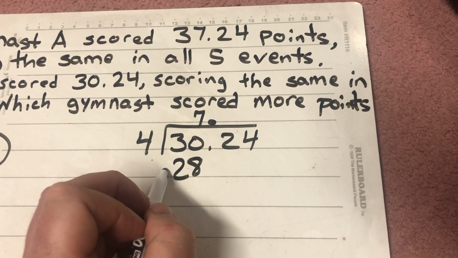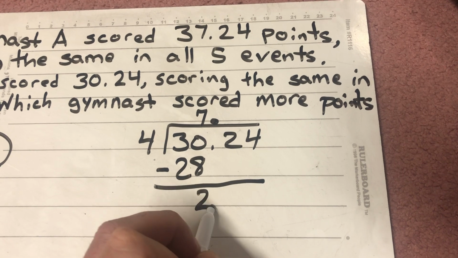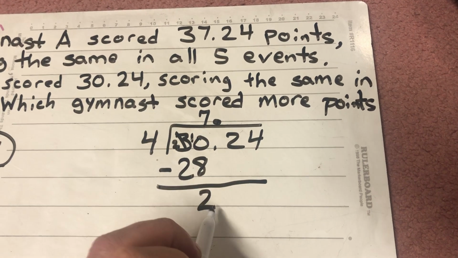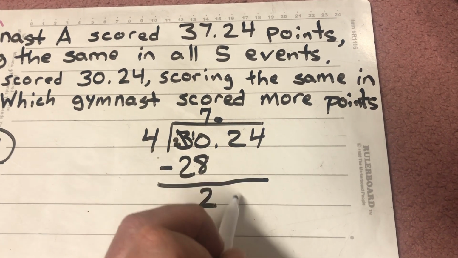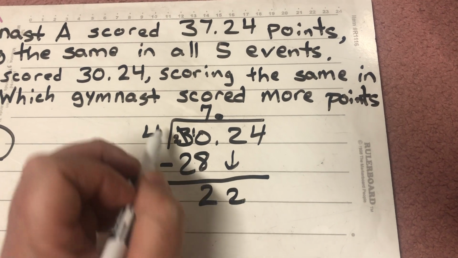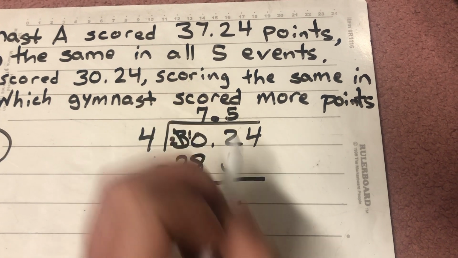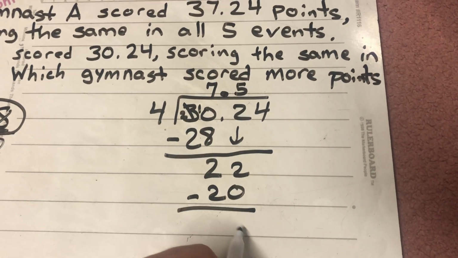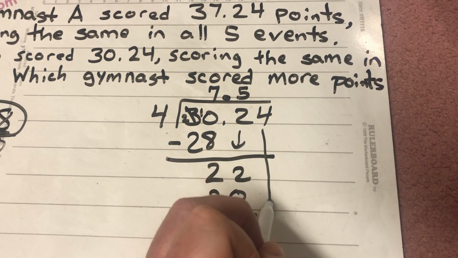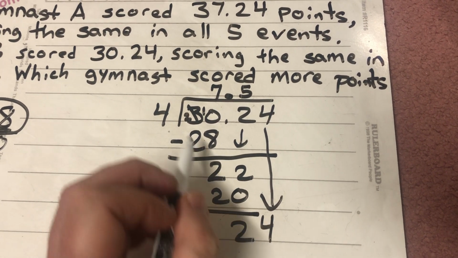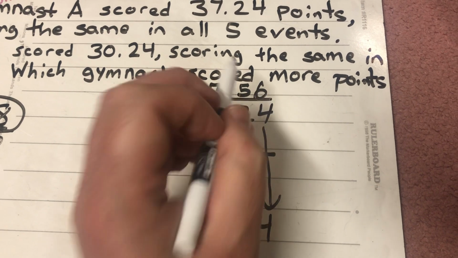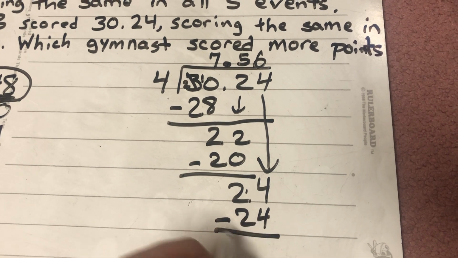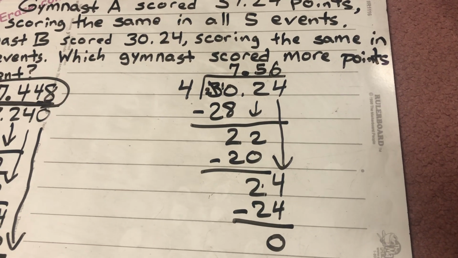7 times 4 is 28. Okay. 30 minus 28, I believe, is 2. I'd borrow from the 3, make it a 2, make the 0 a 10. 10 minus 8 is 2. 2 minus 2 is nothing. Bring the 2 down. 4 can go into 22. 5 times 4 is 20. 22 minus 20 is 2. Bring the 4 down. 4 can go into 24. 6 times 4 is 24. 24 minus 24 is 0.